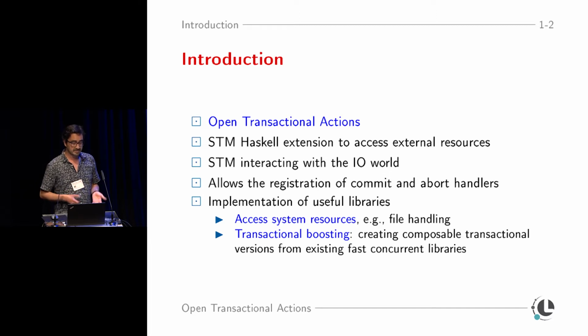Inside of Open Transactional Actions, the programmer can execute IO and can also register commit and abort handlers to explain what to do with the resource once the transaction commits or aborts. We believe that this could be used to implement useful libraries, for example, to access system resources such as file handling, and also to do transactional boosting, which is creating composable transactional versions from existing fast concurrent data structures.